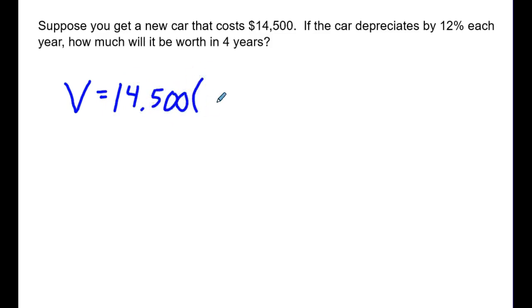Now we're going to take that and multiply it by 1 minus. Depreciate, we're decreasing, so we have to take 12%, change that to decimal form, move the decimal place twice, so minus 0.12, and then raise that to our exponent of 4 because we're looking for the value of the car after 4 years. Again, we know this is exponential decay because we're decreasing.